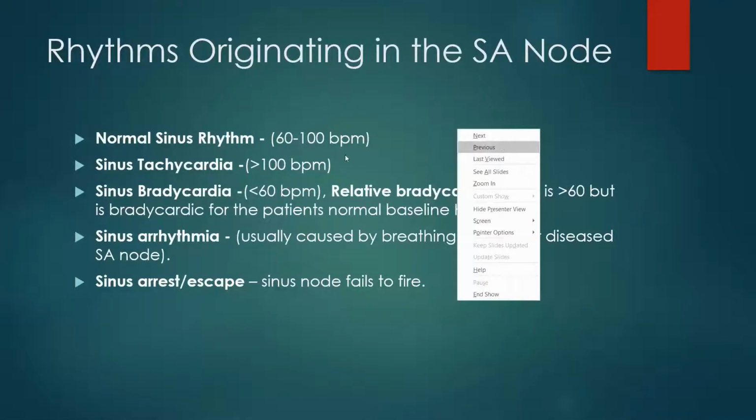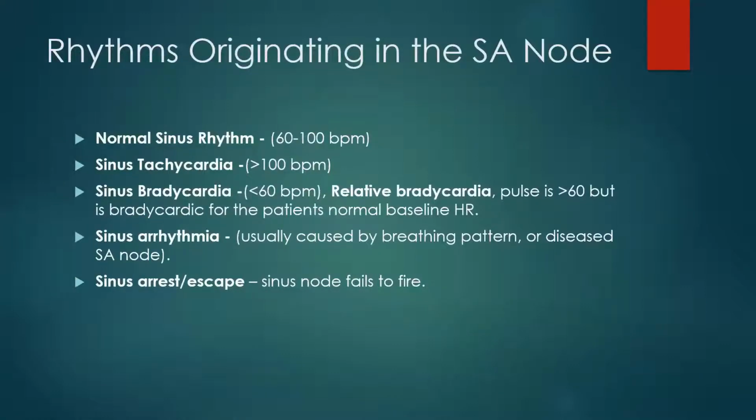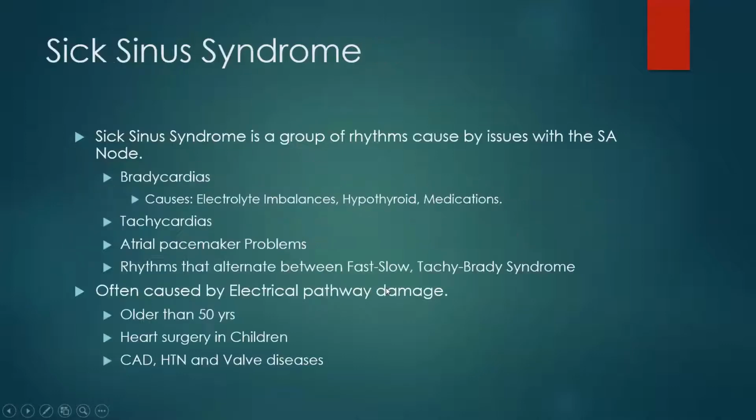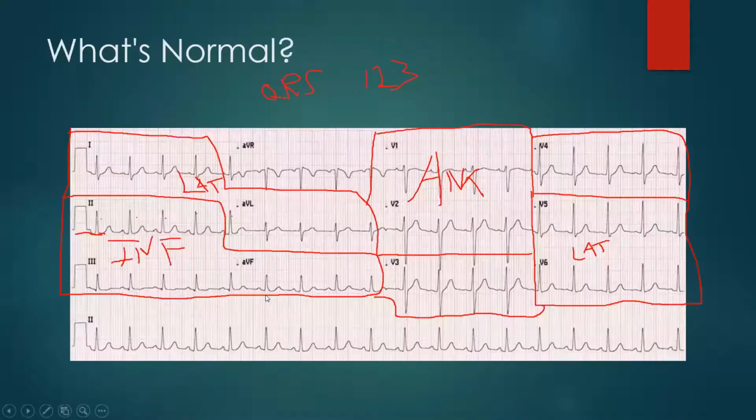All right, so with that being said, we've looked at normal. So let's start looking at where rhythms come from. We're going to start with the rhythms originating in the SA node. There's really 5 of them, basically: normal sinus rhythm, sinus tachycardia, sinus bradycardia, sinus arrhythmia, and sinus arrest or escapes, as they call it. Normal sinus, obviously, is normal. The SA node fires, the rest of the heart follows. You have a nice, normal EKG.